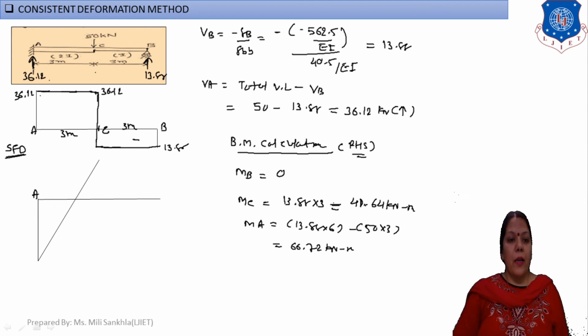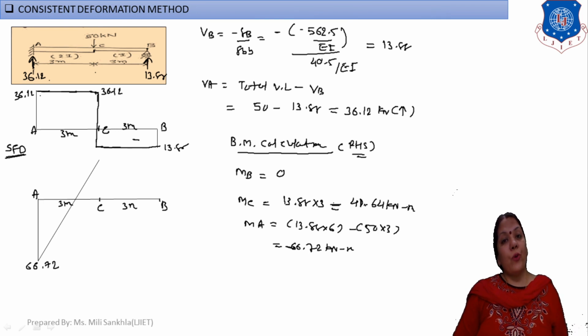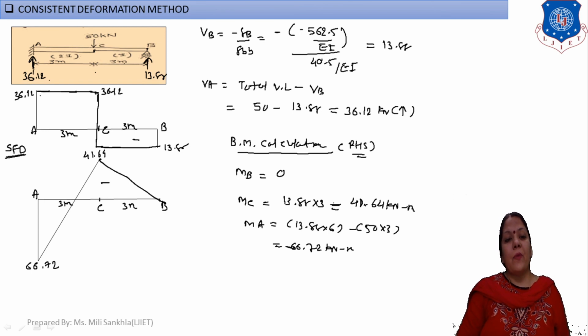Now one by one make the points here. This is point A, this one is point C, and this one is point B. This distance is 3 meters and this distance is 3 meters. Now mark the points. At A our moment is negative, so mark the point below the reference line, that is 66.72. This beam is subjected to a point load, so the diagram is inclined. First draw this vertical line 66.72, and at C we get a positive bending moment, that is 41.64. Simply draw this inclined line, and from C to B our moment is 0. Complete this diagram, where this value is positive and this value is negative, and this is our bending moment diagram.